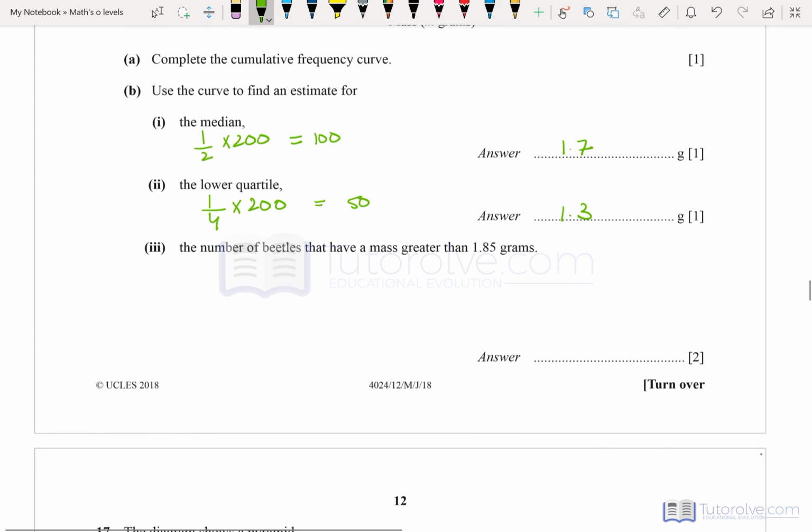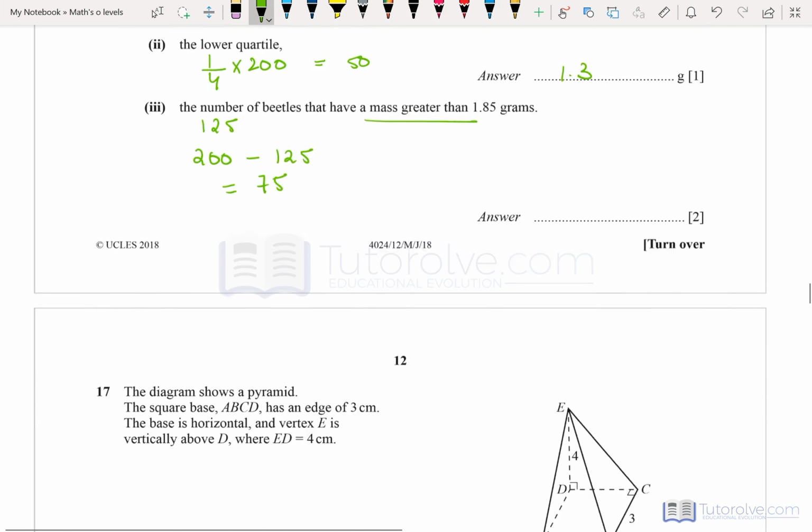So basically, for the number of beetles that have a mass greater than this, we had calculated the number of beetles that had a mass less than 1.85, which was say 125. They want the number of beetles that had a mass greater than this. So we have a total of 200 beetles, and we will subtract the number of those beetles that were less than 1.85 grams. So our final answer would be 75.